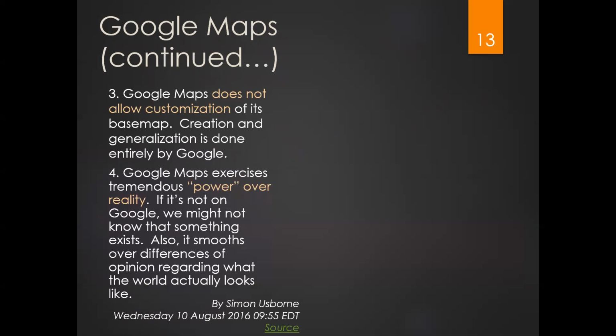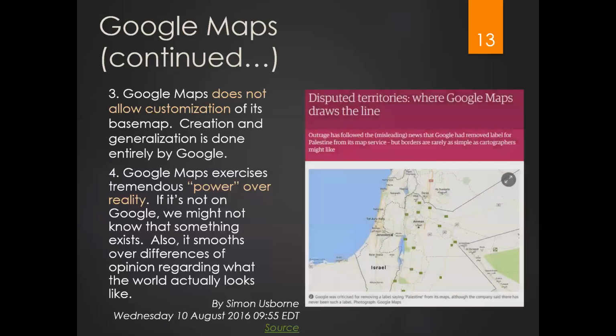And the third one is that Google Maps does not allow customization of its base map, which means that you have to agree with Google's methods to divide this world. Okay, Google Maps exercises tremendous power over reality. Okay, an example would be like this. So this is a fake news. Okay, this is a fake news.